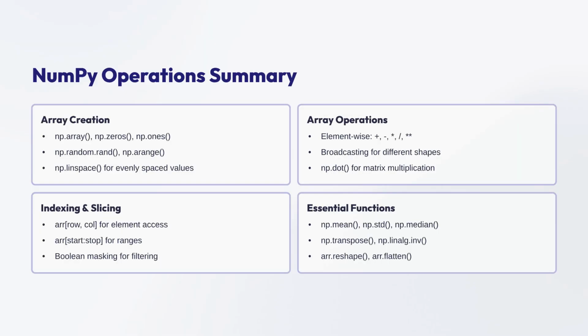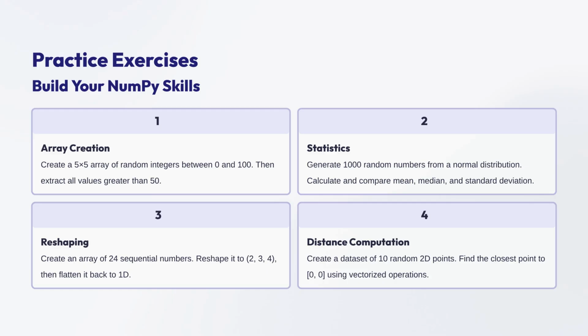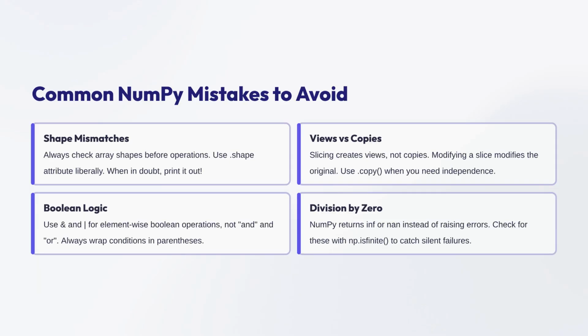To summarize, we covered array creation methods, essential array operations like broadcasting and dot product, indexing and slicing, and key statistical and reshaping functions. Here are some practice exercises to build your NumPy skills, including array creation, statistical calculation, reshaping, and vectorized distance computation for finding the closest point in a dataset. Avoid common NumPy mistakes such as shape mismatches, confusion between views and copies. Use .copy when independence is needed, and using incorrect Boolean logic operators.